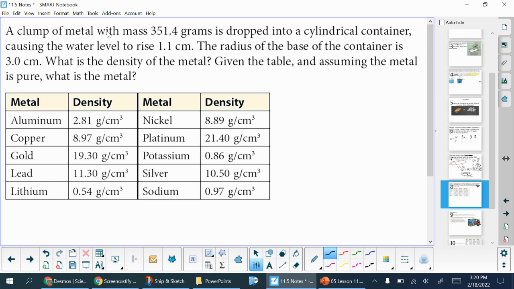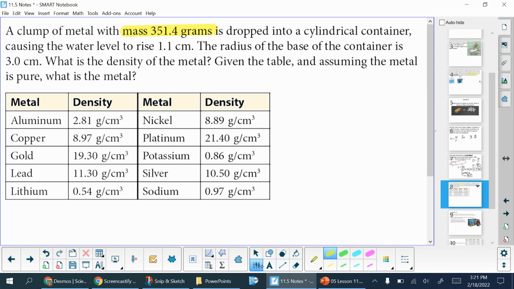So a clump of metal with a mass of 351.4 grams. So I'm going to say mass 351.4 grams is dropped into a cylindrical container, causing the water level to rise 1.1 centimeters. The radius of the base of the container is 3 centimeters. And we want to find the density of the metal, and then use this table to figure out what it is.